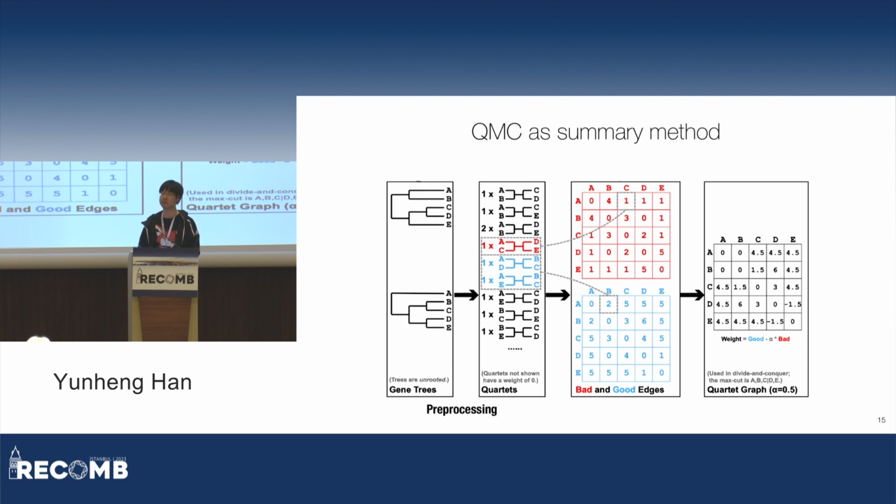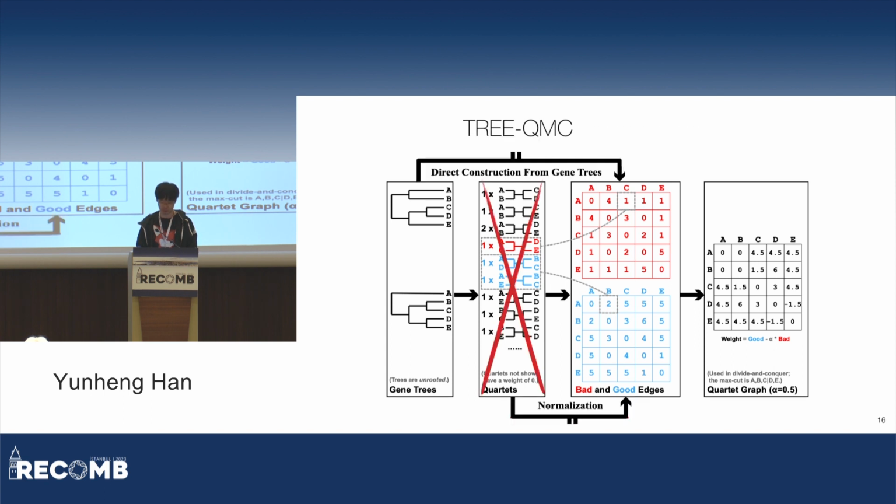When using QMC as a summary method, there's a problem that the input is a set of gene trees. So we have to extract a set of quartets from them to construct graphs and perform graph cuts. As mentioned before, the number of quartets on a subset of n taxa could be up to n to the 4th power. So QMC is not quite efficient as a summary method. We address this problem by directly constructing the graph from the gene trees, not the set of quartets.